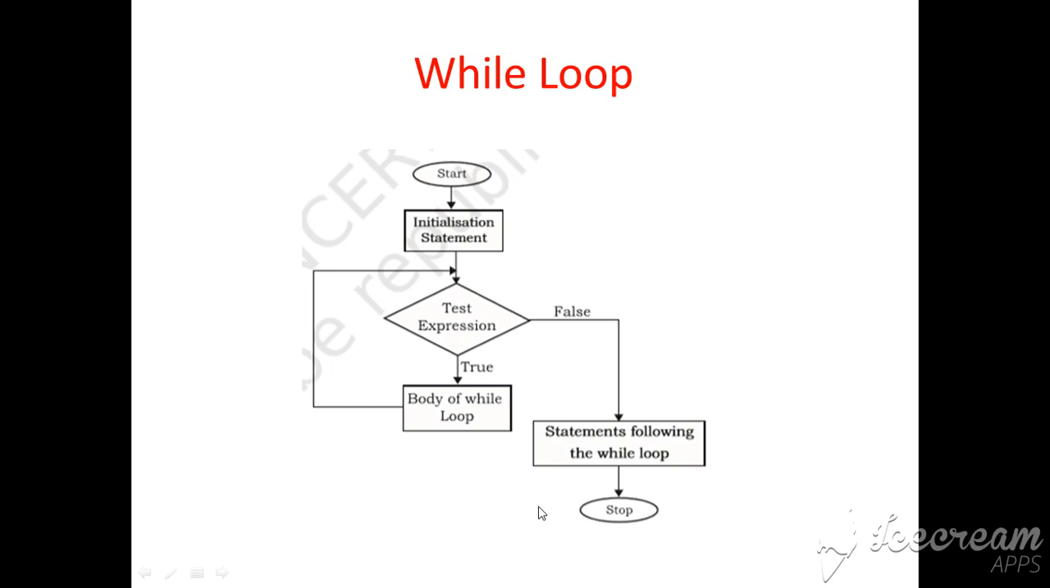So the next repetition type is the while loop. We already completed the for loop, so next we are going to study the while loop. Here is the syntax of the while loop, and the flowchart for the while loop is here. First, the start, then an initialization statement, then in the while there is a test expression.